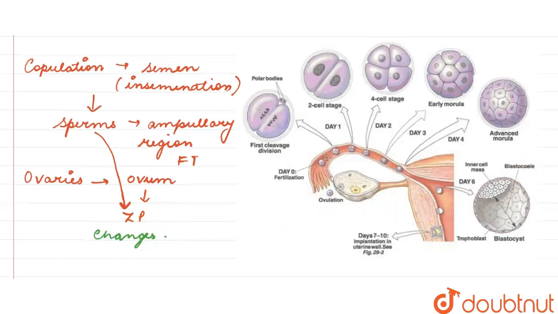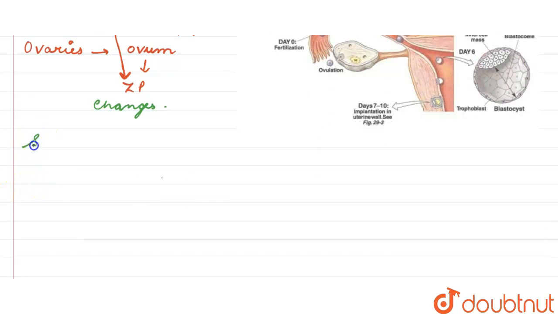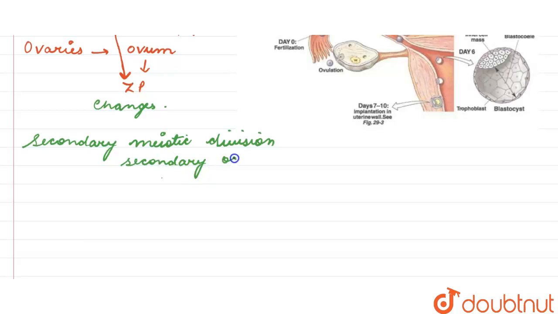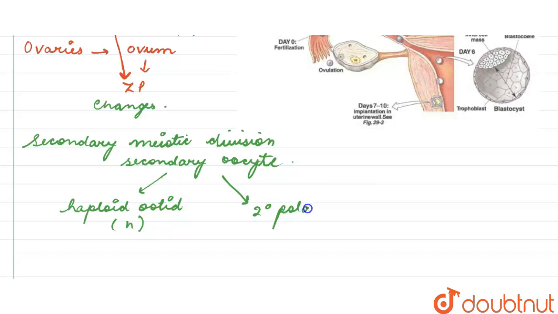Okay, now what happens is that secondary meiotic division takes place in the secondary oocyte. Alright, so now our meiosis is complete. Okay, secondary oocyte will divide to form what? It will form a haploid ootid, which is our ovum, right? As well as it will form a secondary polar body.